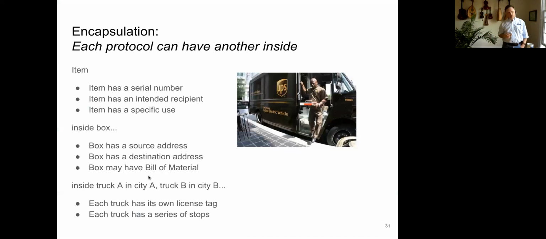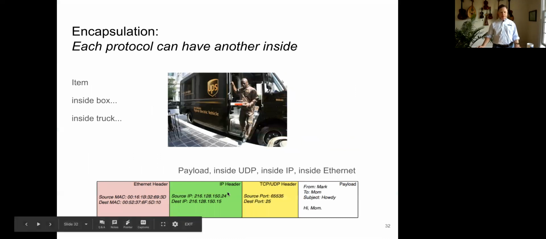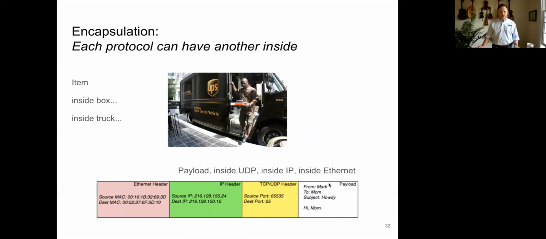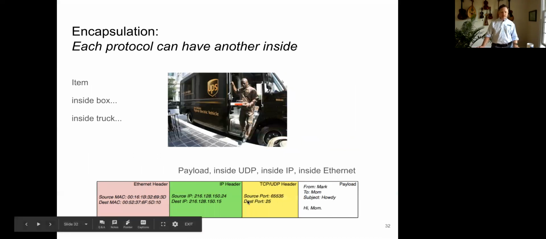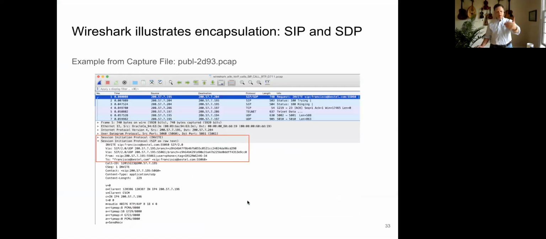So at each layer, whether it's the item, the item inside the box, or the box inside of a truck, you have encapsulation where you have one item inside of another item. And that's what we see inside protocols. For example, we have the Ethernet header, we have the IP header inside of that, and all of this would be considered the IP datagram. Then you have the TCP or UDP header, and inside of that, the particular payload. In this particular case, we have a snippet of an email message sent as the payload inside of a TCP header, which is inside of UDP, which is inside of Ethernet. So we have the encapsulation. That's what we really see here.